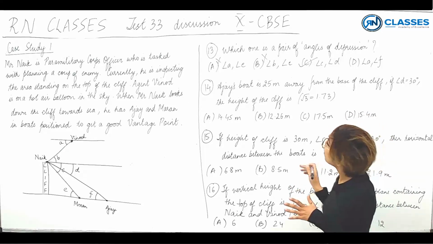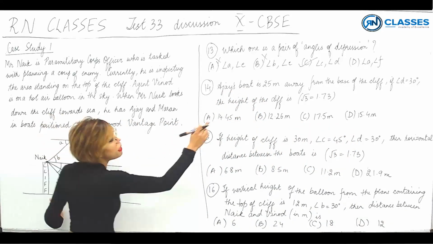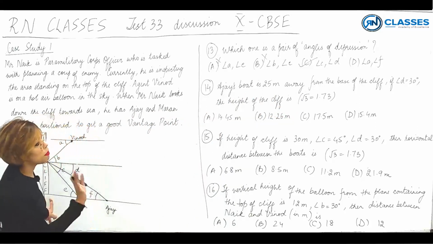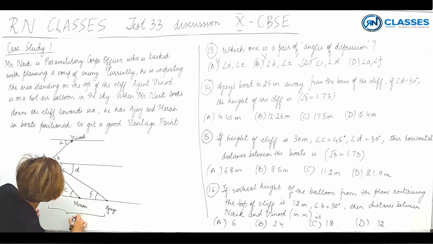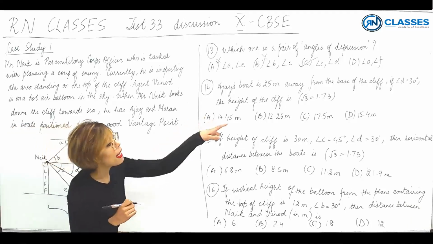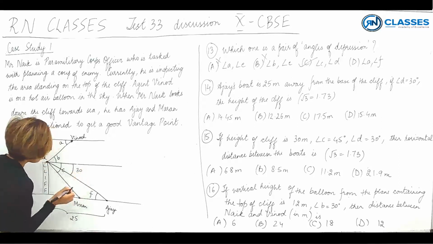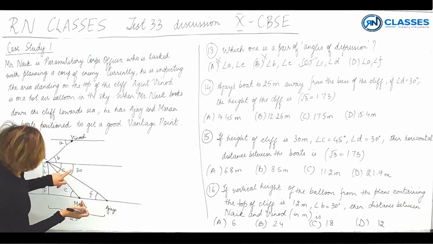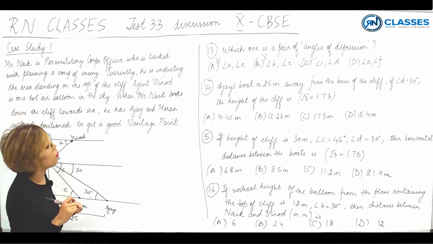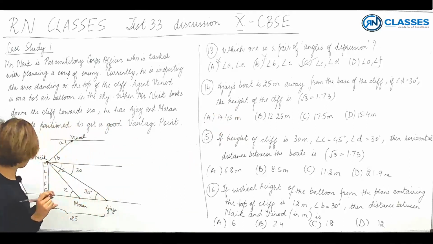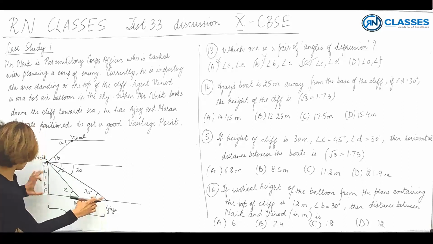Done. Now next, Ajay's boat. Where is Ajay? Here. Ajay's boat is 25 meters away from the foot of the cliff, from the base of the cliff. Right. So basically this distance is 25. And he says angle D is 30. Now this angle is given to be 30. Now mind it, these two are parallel lines. If this is 30 degree, that means this is 30. Right? Okay. The height of the cliff is, so I am interested in this height. Now this is 30 degree, this length is 25, I am interested in this length.